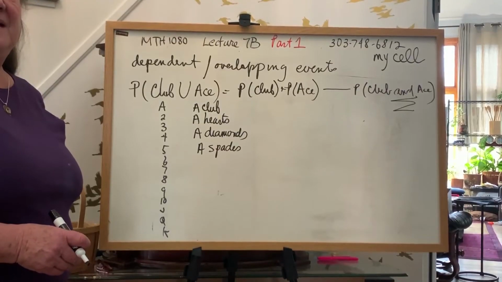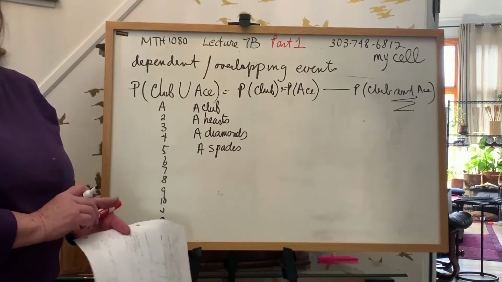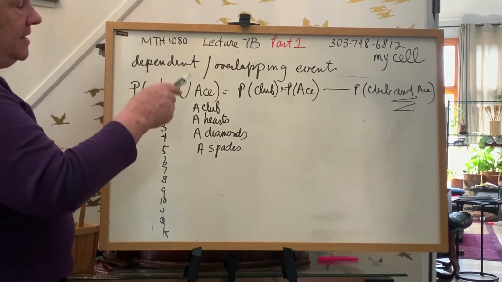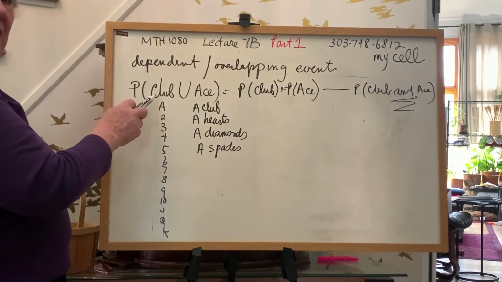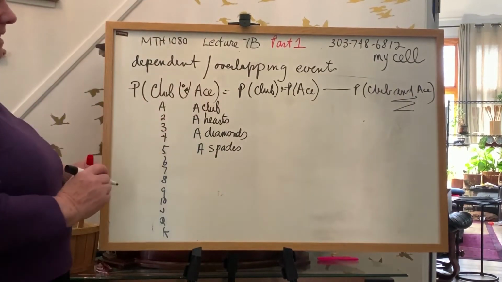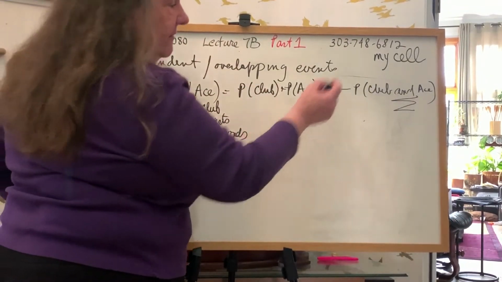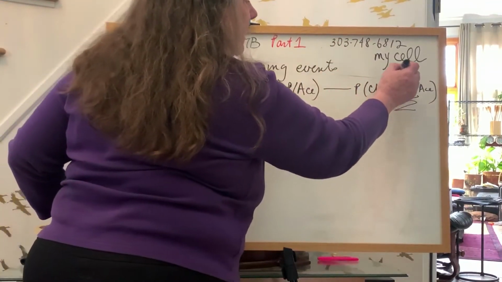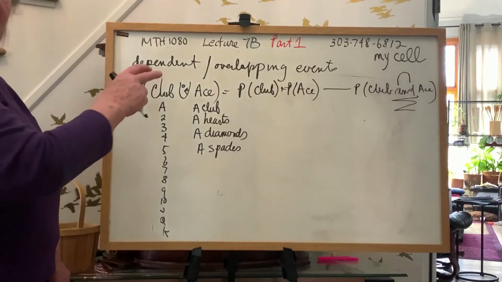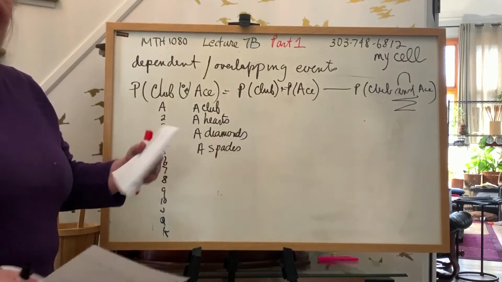The next thing I'd like to talk about is the dependent overlapping events. These are 2 entirely separate events. Okay? And we talked about this. This was the probability of a club, or, remember that's the union symbol, or an ace, is equal to the probability of a club plus the probability of an ace minus the probability and the intersection symbol, an ace. Okay, I've written out the possibilities. You can see them on your card chart, okay?